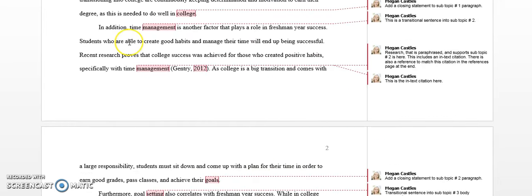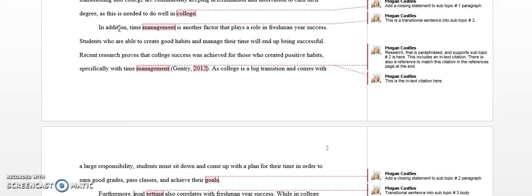So I did have a transitional sentence into time management. So in addition, time management is another factor that plays a role in freshman year success. That automatically moves into time management. Then you want to go into some additional information on it. So students who are being able to create good habits and manage their time will end up being successful.